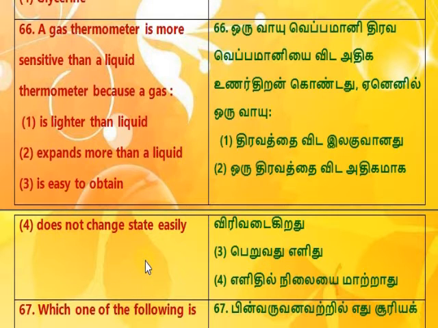66. A gas thermometer is more sensitive than a liquid thermometer because a gas, 1. Is lighter than liquid, 2. Expands more than a liquid, 3. Is easy to obtain, 4. Does not change state easily.